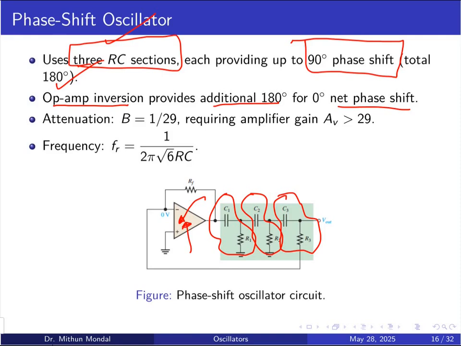Generally for this circuit, the attenuation factor will be 1 by 29, and that will be required. The amplifier gain should be greater than 29 for the oscillation. The resonant frequency for this circuit comes to be 1 by 2 pi root 6 RC.